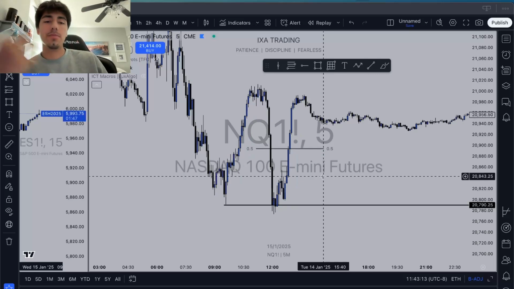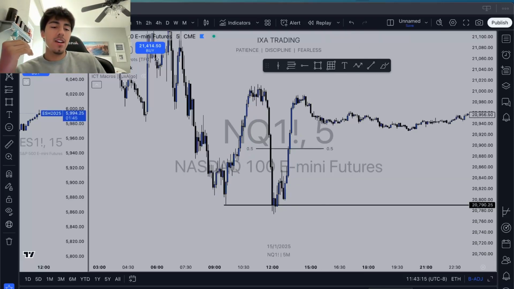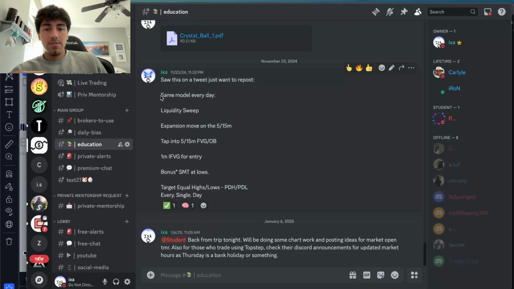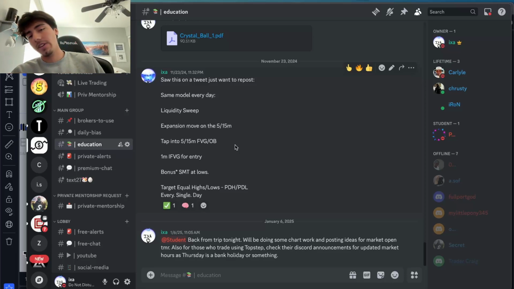Anyway, that's just a little bit of a breakdown of my strategy. Again, pretty straightforward, same model: liquidity sweep, expansion move, aka CISD, or breaker structure, tap into a 5-minute or 15-minute fair value gap. Again, this can be interchanged with 1-minute, 3-minute, doesn't matter. Any fair value gap, any order block, look for it.